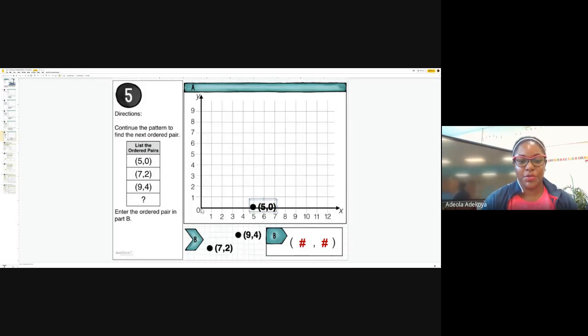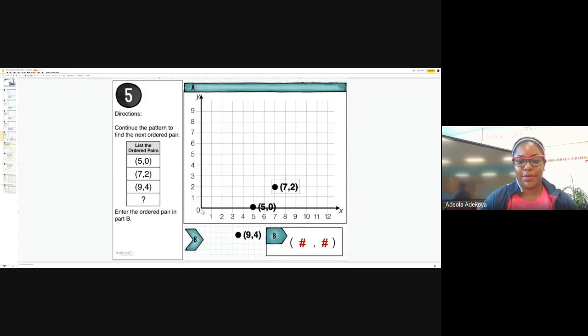7, 2. So I'm going to count 7 starting from the origin. 1, 2, 3, 4, 5, 6, 7. And I'm going to go up 2 on my y-axis. 1, 2. And that's the point right here. So this ordered pair point would be right here. I'm going to move it a little. There we go.